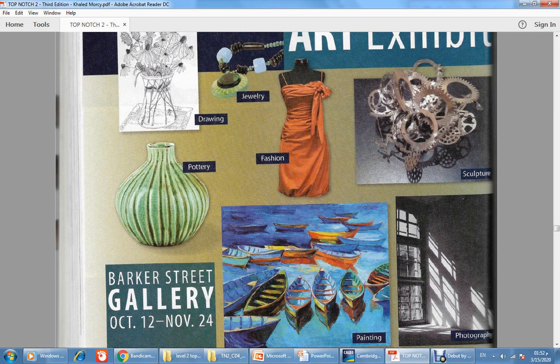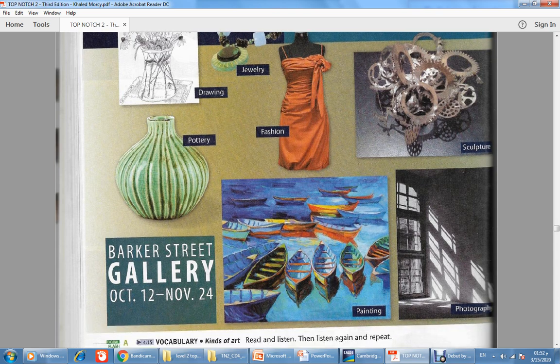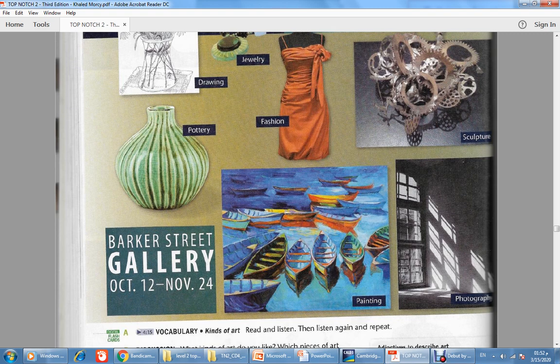Okay, jewelry. What does jewelry mean? Everything which is made of gold is called here jewelry. المجوهرات. Okay, this one, fashion. Fashion is relevant to the clothes. So clothes designing, this is called fashion. What does fashion mean? الموضة, yeah.